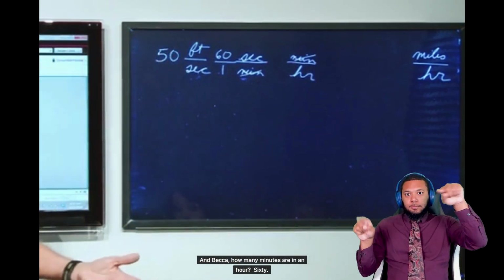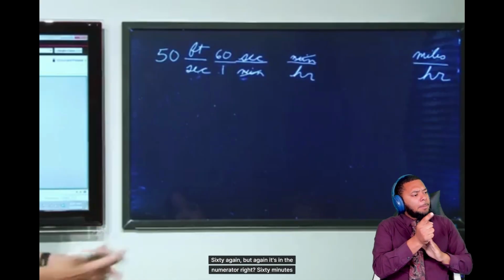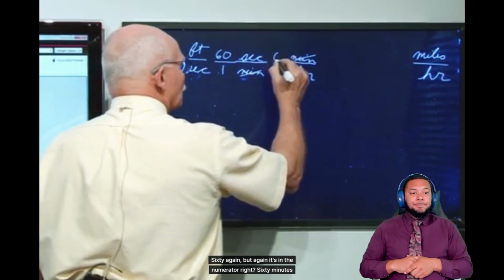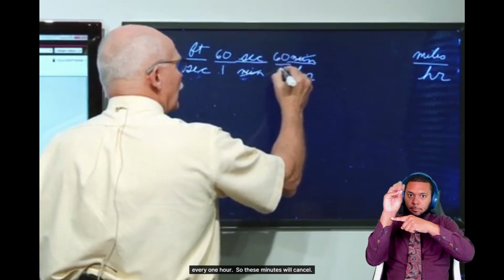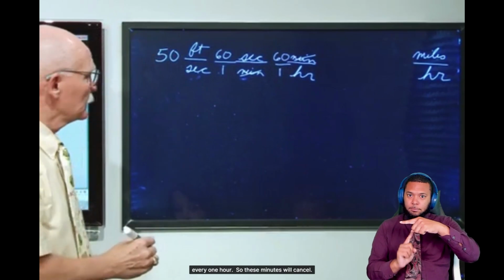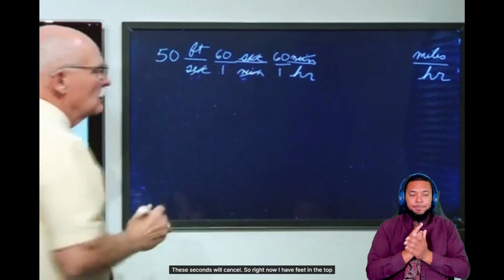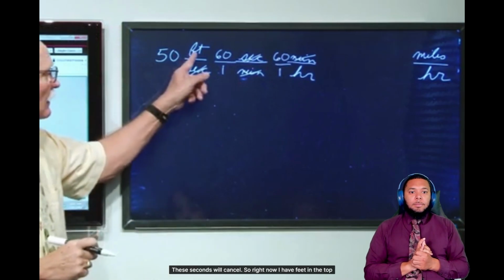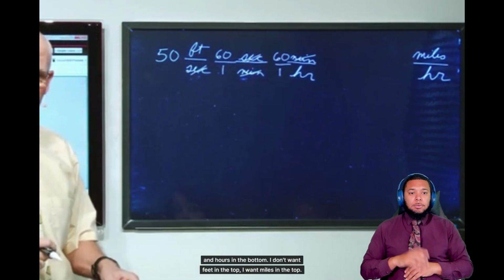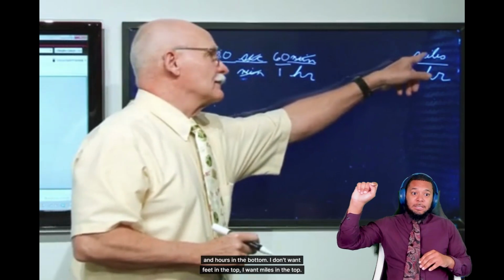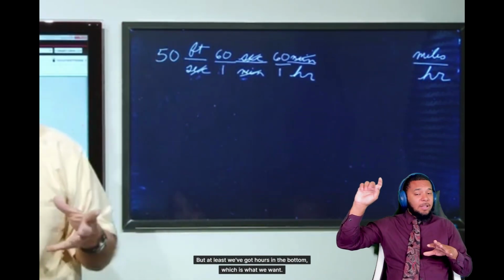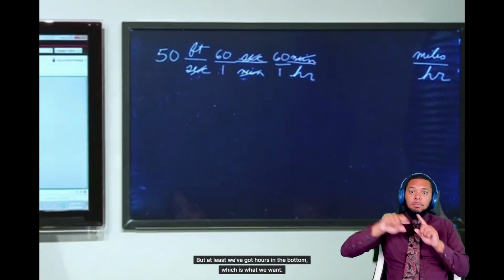And Becca, how many minutes are in an hour? 60. 60 again. But again, it's in the numerator, right? 60 minutes every 1 hour. So these minutes will cancel, these seconds will cancel. So right now I have feet in the top and hours in the bottom. I don't want feet in the top, I want miles in the top, but at least we've got hours in the bottom, which is what we want.